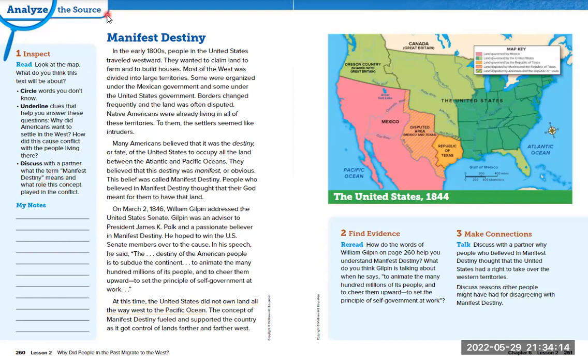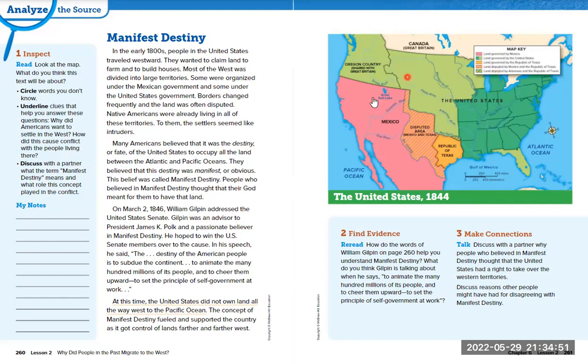So the title of this page is Manifest Destiny. In the early 1800s, people in the United States traveled westward. They wanted to claim land to farm and to build houses. Most of the West was divided into large territories. Some were organized under the Mexican government and some were under the United States government. Borders changed frequently and the land was often disputed. Disputed usually in this case means fought over or argued about. Native Americans were already living in all of these territories. To them, the settlers seemed like intruders.